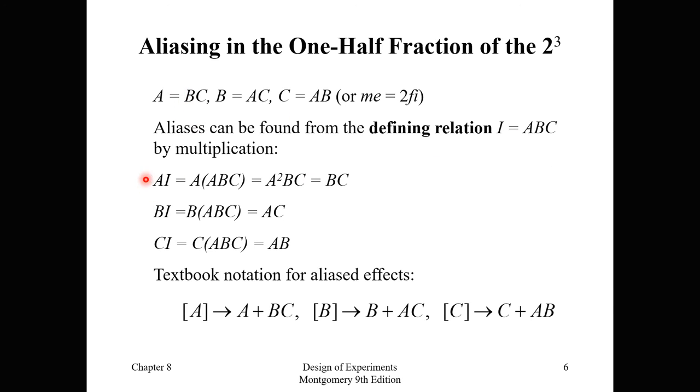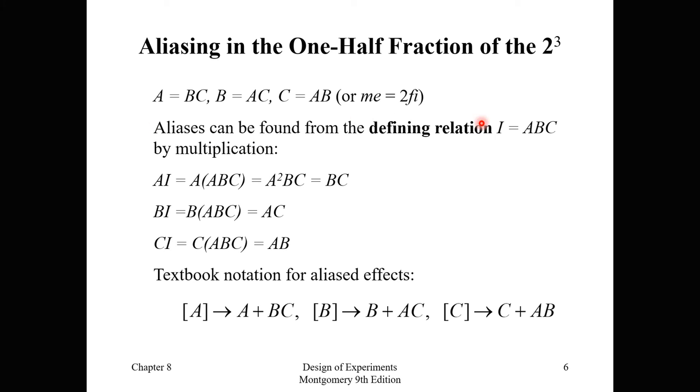So if I took A and I multiplied it by the identity, or ABC in this case, then A times ABC, well, remember when we have two A's, they cancel out, so I'd just be left with BC. Same thing with B and AC. So I take B, I multiply it by ABC. I've got two B's, they cancel out, and I'm left with AC. I take C, I multiply by ABC. The two C's cancel out, and I'm left with AB. So that gives us our defining structure here.